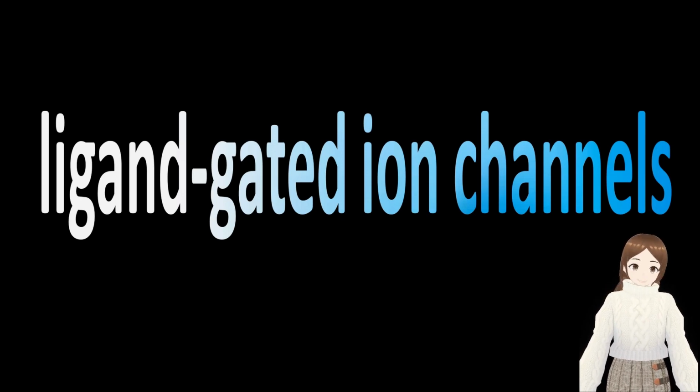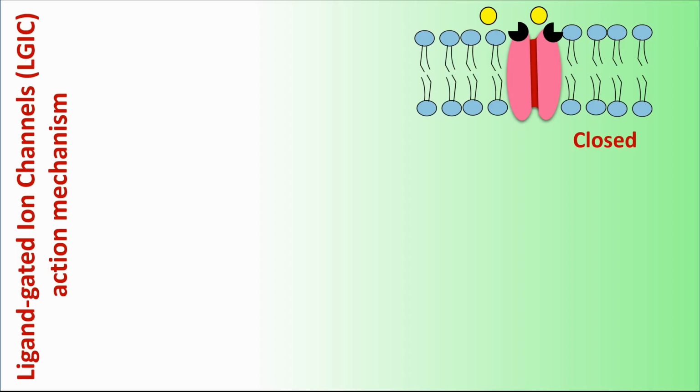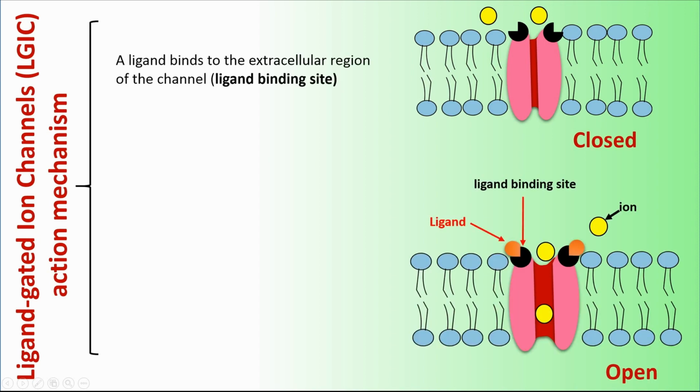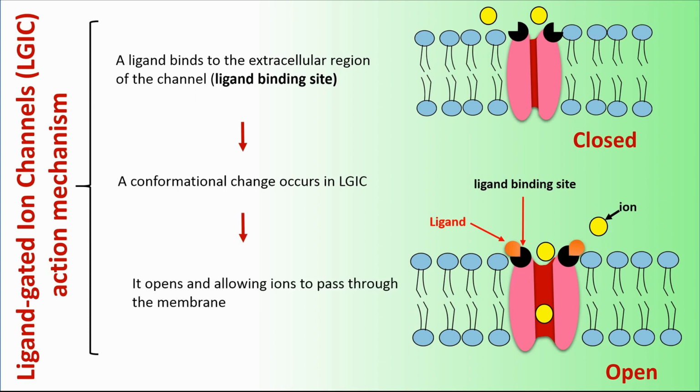Ligand-gated ion channels. Ligand-gated ion channels, or LGIC, action mechanism. A ligand binds to the extracellular region of the channel, or ligand binding site. Then, a conformational change occurs in the LGIC. Finally, it opens, allowing ions to pass through the membrane.